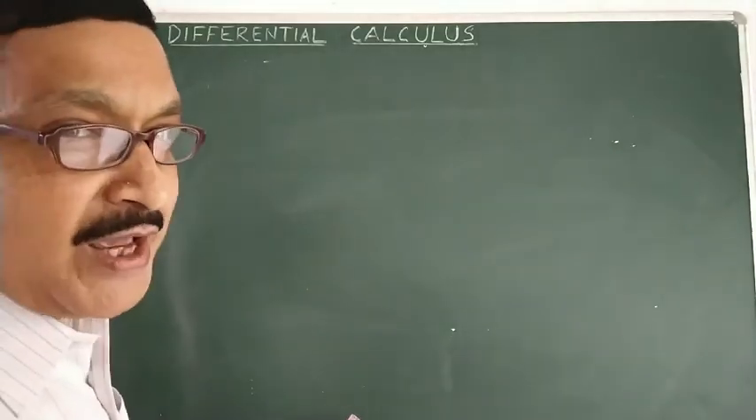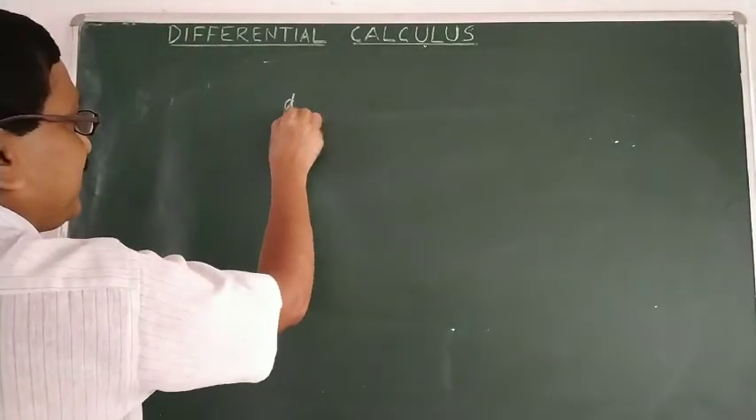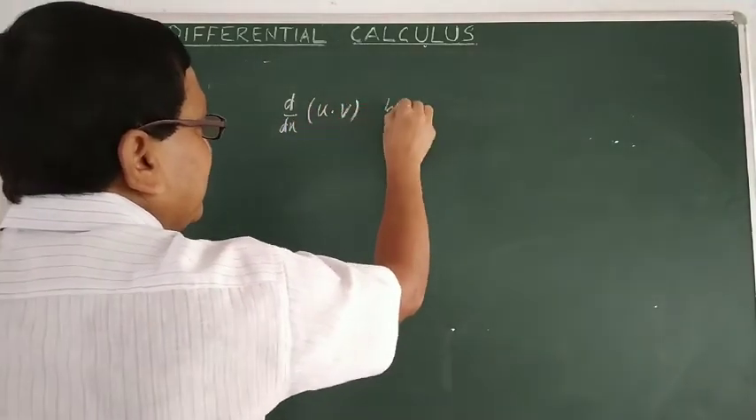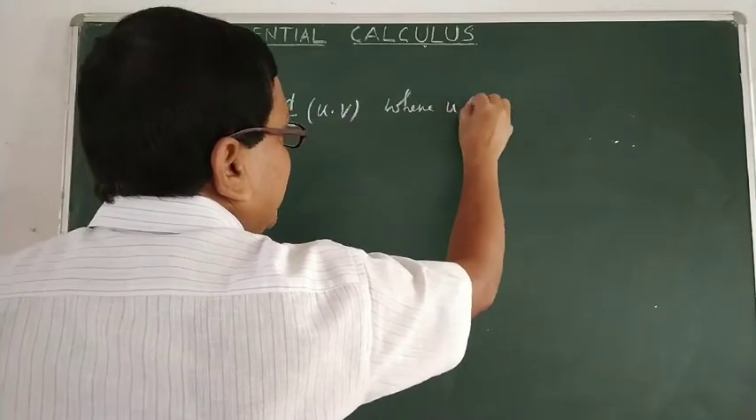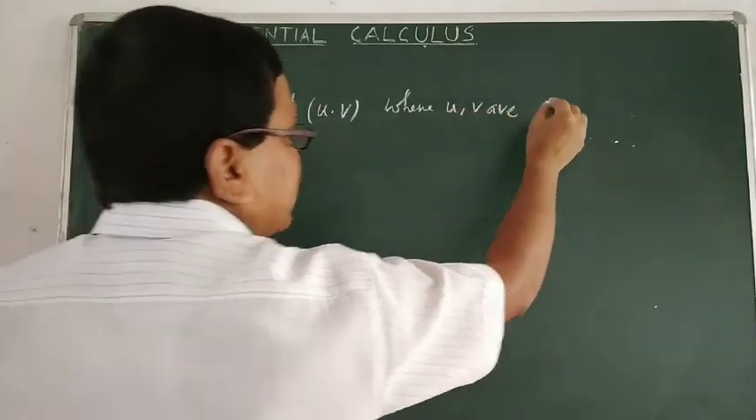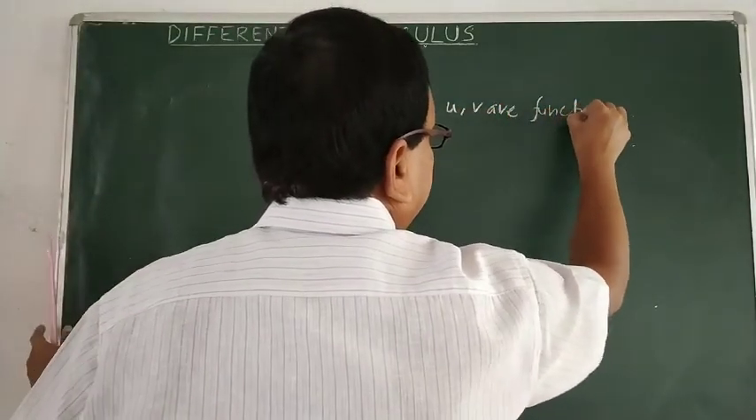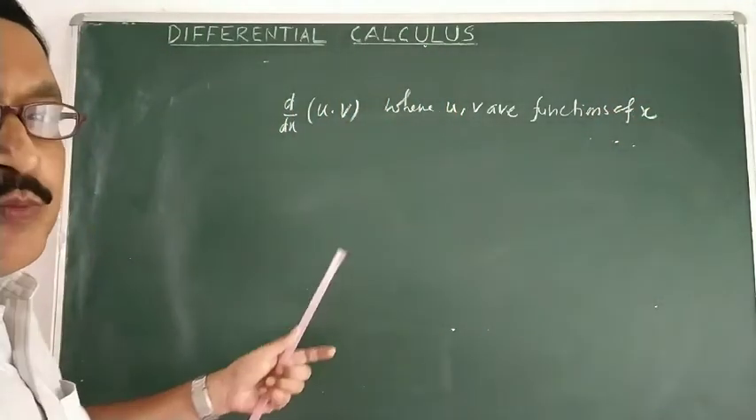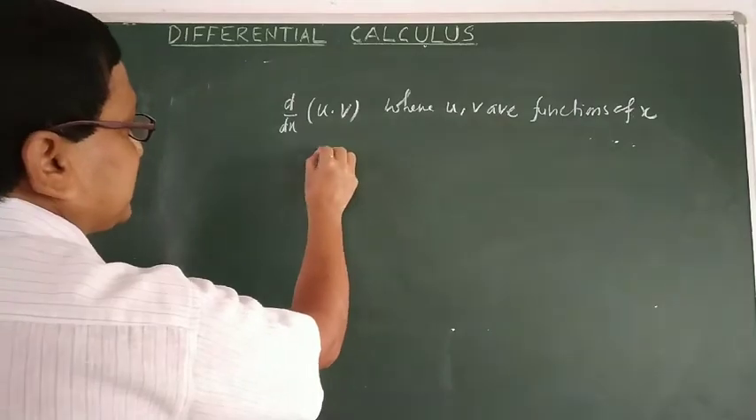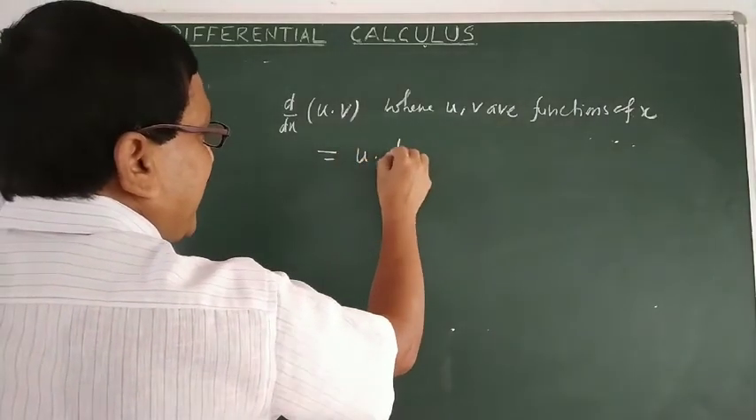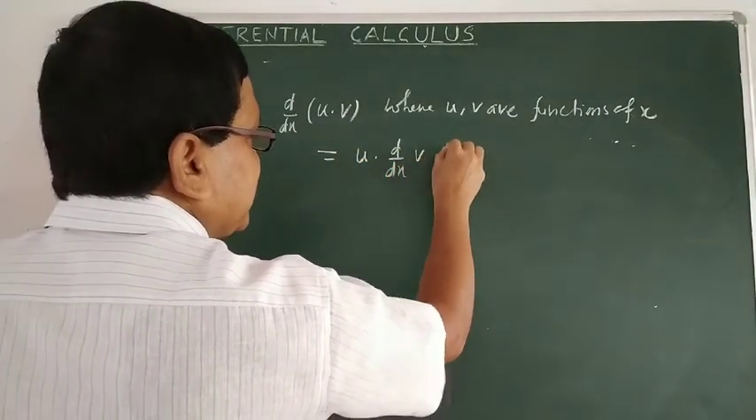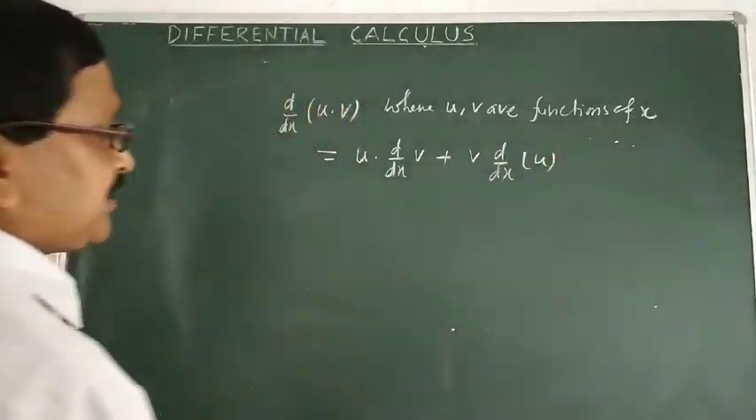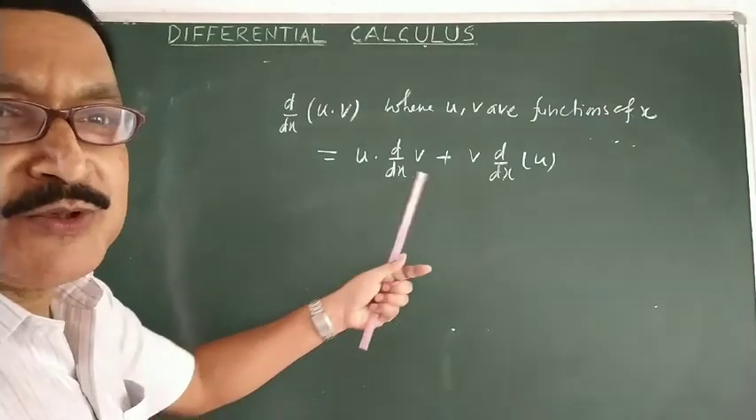Now there is a formula in differentiation, d by dx of uv, where u and v are functions of x. I am not interested in the proof of this. What is the value of this? This is equal to u d by dx of v plus v d by dx of u. After knowing this, you can differentiate many problems of product.